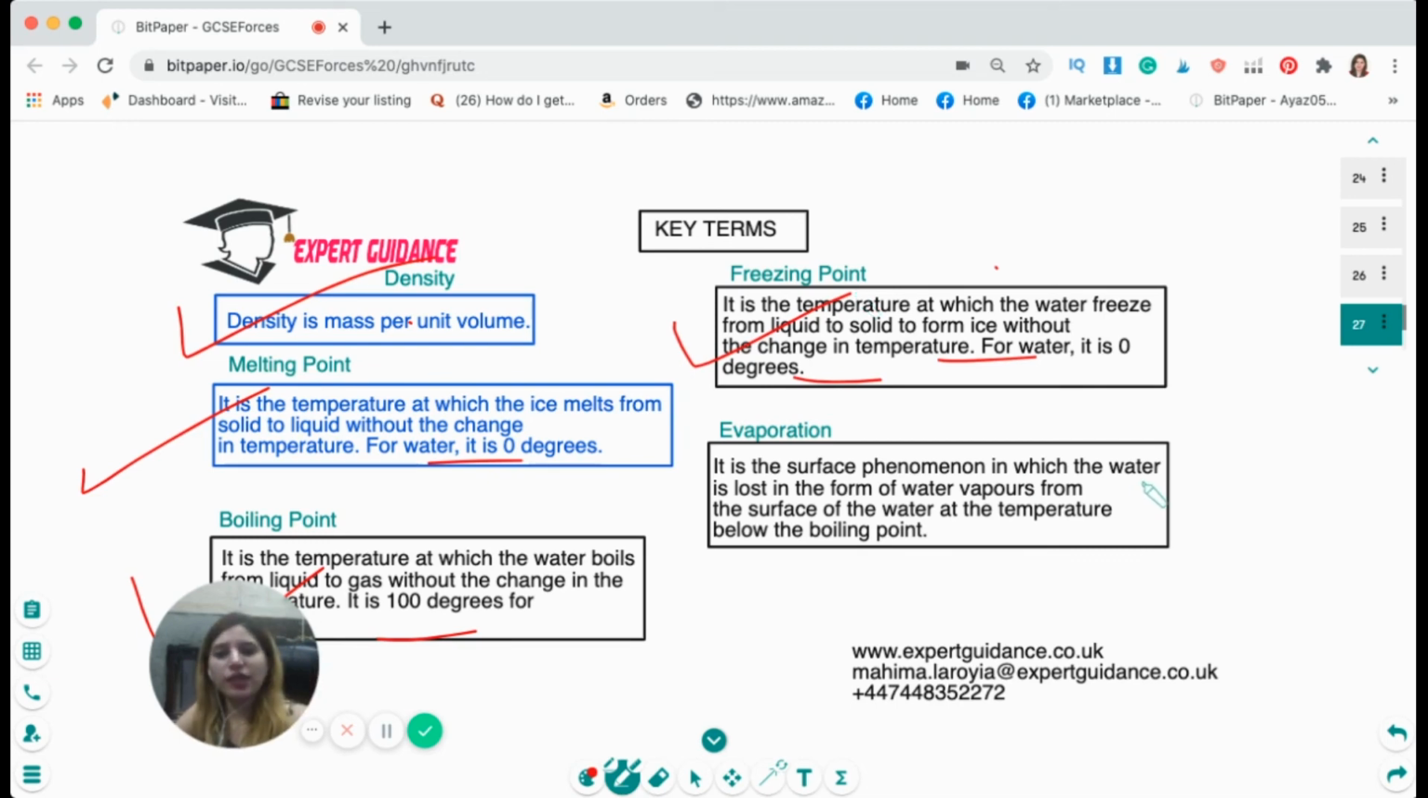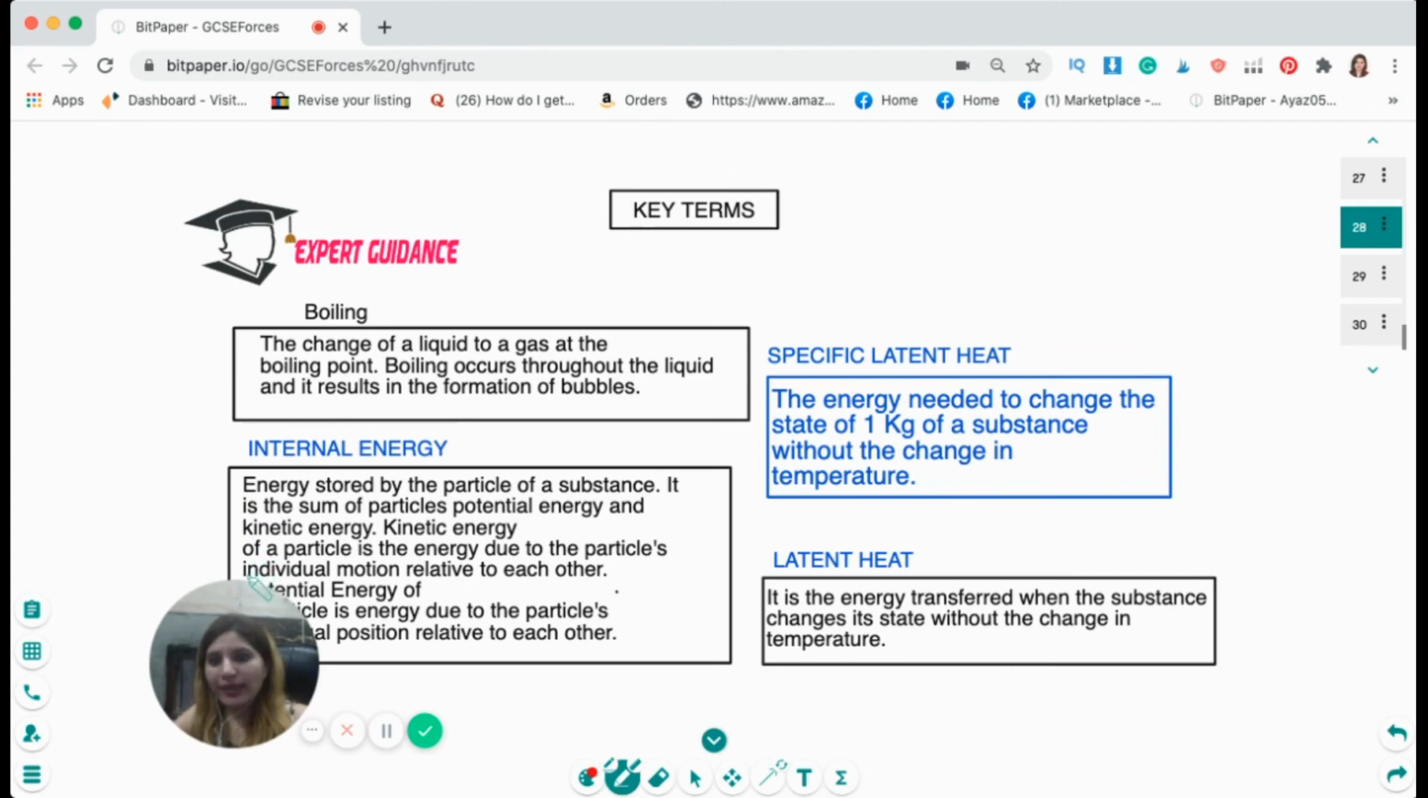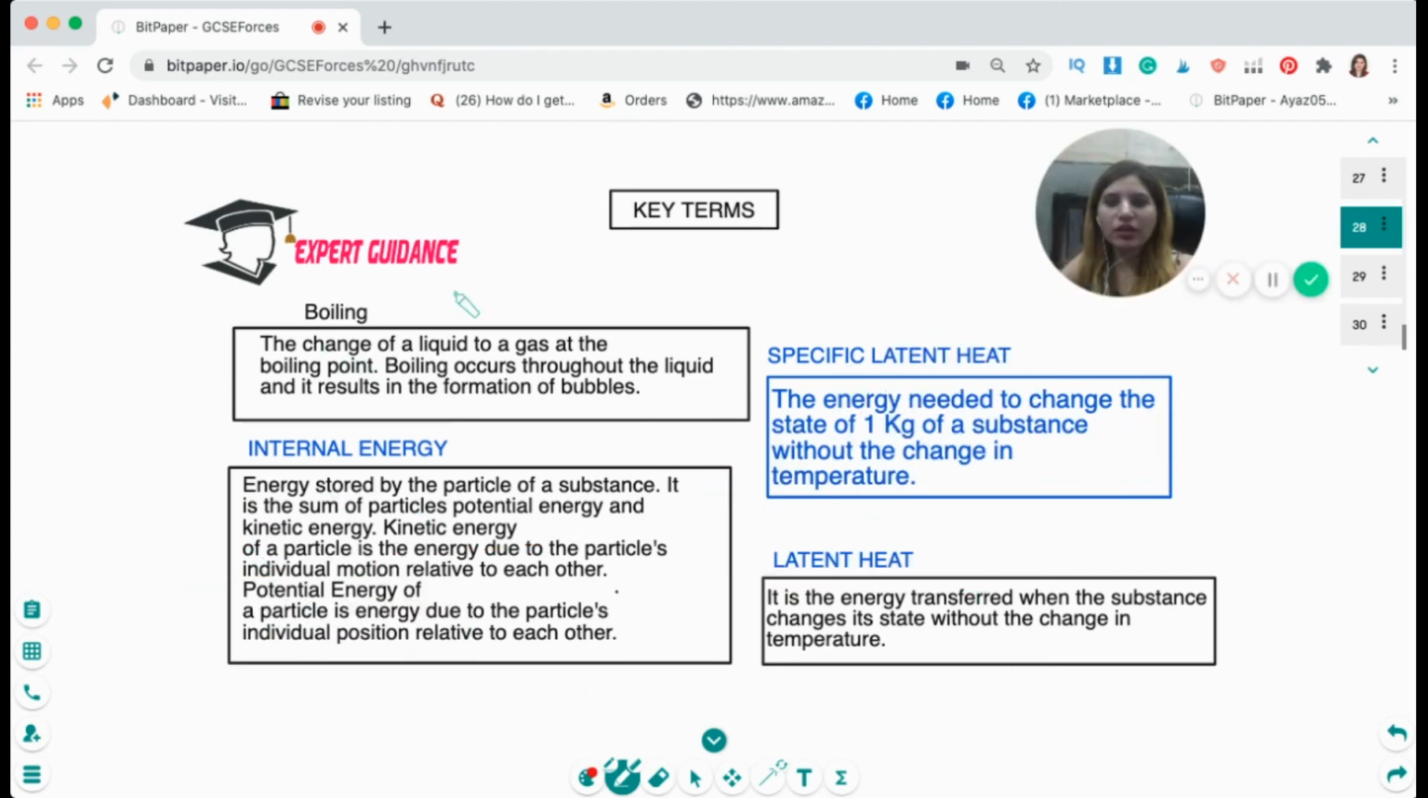Evaporation is a surface phenomena in which the water is lost in the form of water vapors from the surface of the water at the temperature below the boiling point. Boiling is a change of liquid to a gas at the boiling point, and boiling occurs throughout the liquid, and it results in the formation of bubbles.